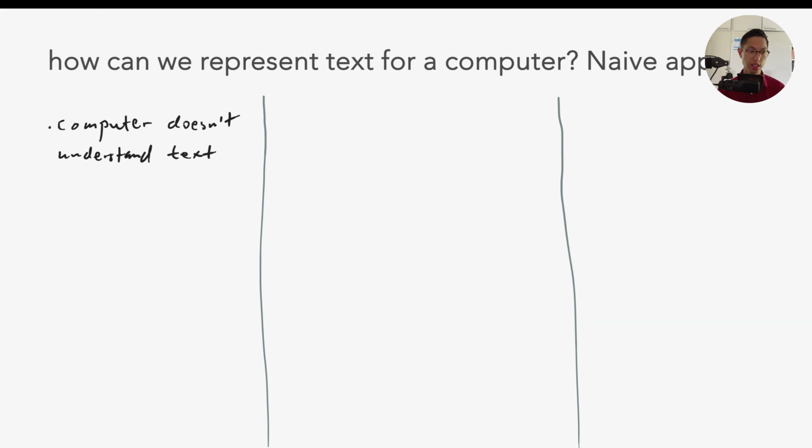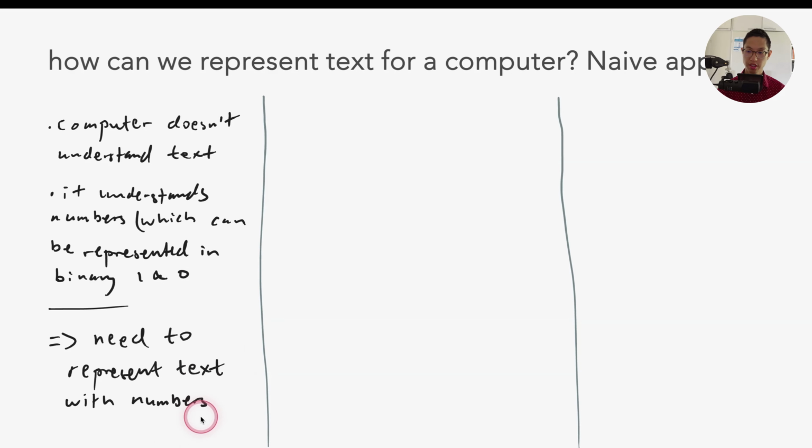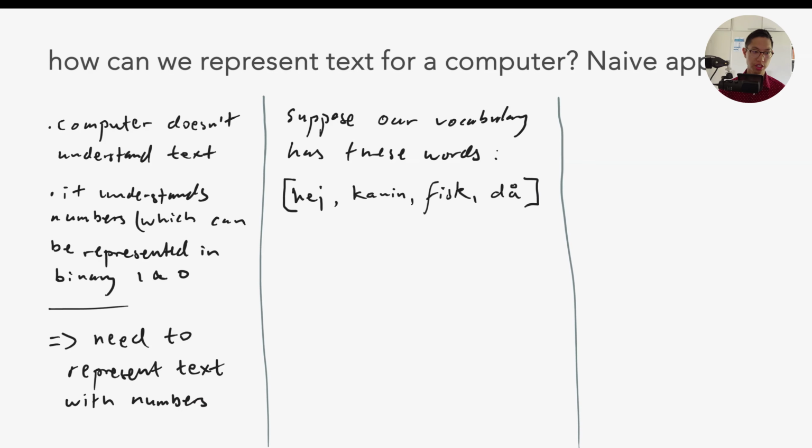The computer doesn't understand text. It understands numbers, which can be represented in binary as ones and zeros. We need to represent text with numbers. This is our starting point. Suppose our vocabulary has these words. We have hej, fisk, då. Sorry, this is in Swedish, but these are just a few words in Swedish vocabulary.